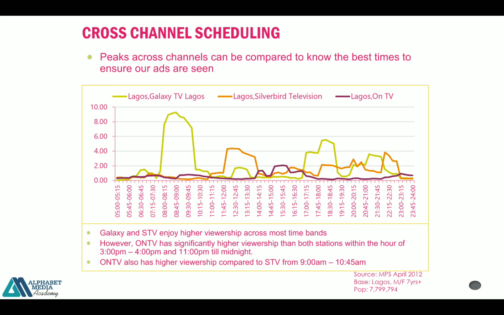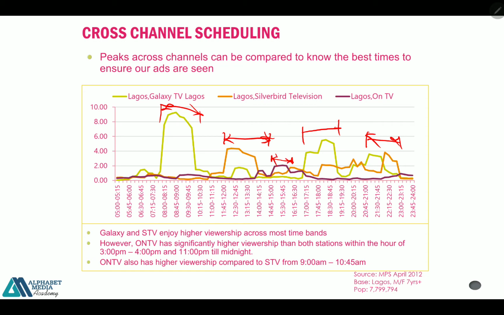So while in the mornings, say between 8 a.m. and 9:45, there's huge viewership on Galaxy for some reason. Between 11:45, it's Silverbird that seems to be taking the cake. And then when you move to the 5 p.m. hour, it's Galaxy again. And then between 8 and 11 p.m., both Silverbird and Galaxy tend to have the upper hand here. And then somewhere in the middle of the day, you've got ONTV having the highest viewership here.